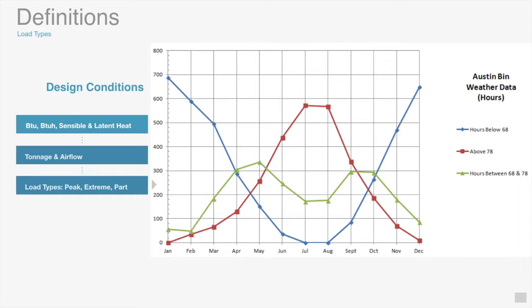Now, this is the same information, just moved to a different graph. What you've got over on the left-hand axis is hours, and across the horizontal axis you have the months of the year. As you can see, the blue line is winter hours, the red line is summer hours, and the green is in between hours, what I'm referring to as in between.